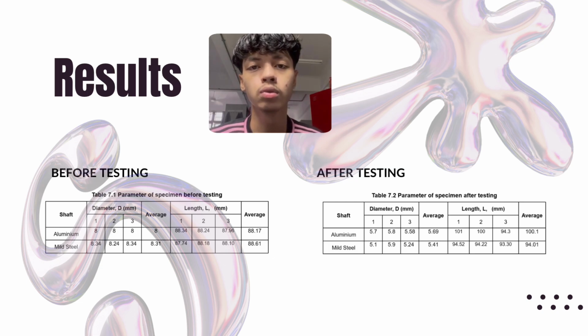Comparing the two materials, aluminium showed a greater increase in length, suggesting that it is more ductile than mild steel under the applied load. Therefore, the testing confirms that both materials underwent plastic deformation, with aluminium exhibiting higher ductility.